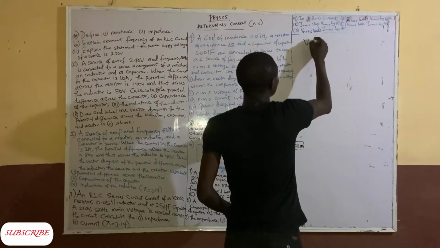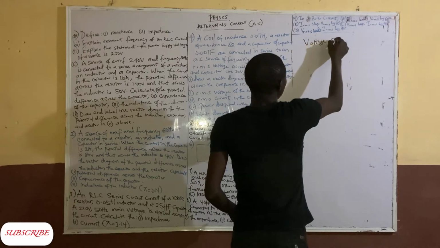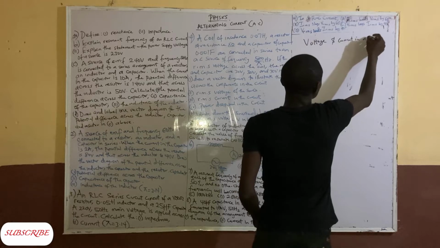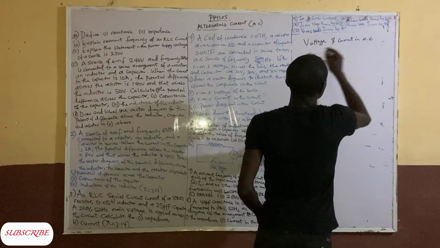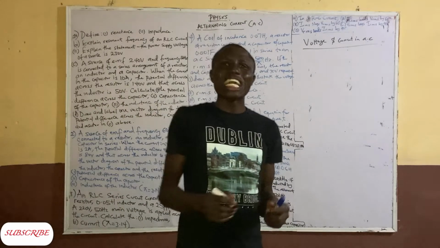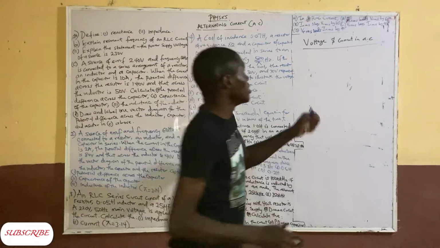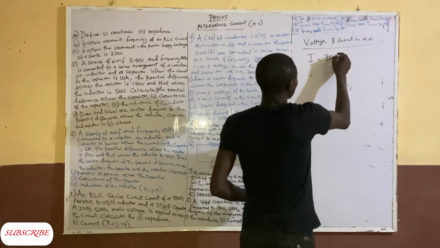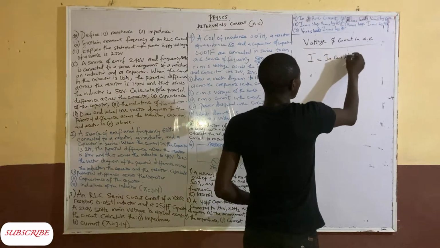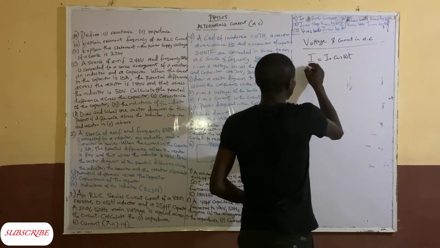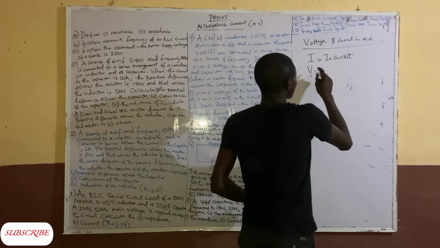Now the voltage and the current in an AC circuit. As you know, the current is given as I naught cos omega t. And the voltage?